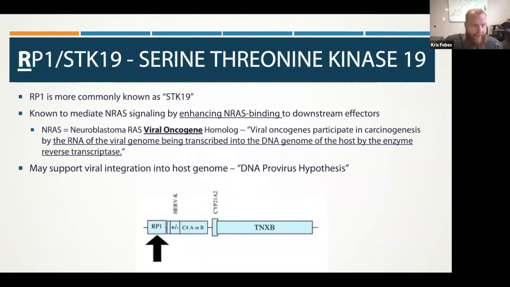So we'll start with STK19, which a lot of people aren't too sure about the role of in this. I was doing some research, and this is at least what I came across, and the way I think it plays a role in persistent pathogens is that it's known to mediate NRAS signaling, which mostly is enhancing the binding to downstream effectors.